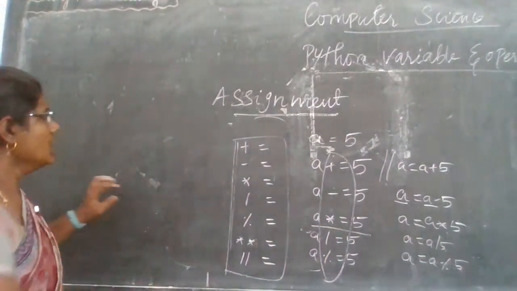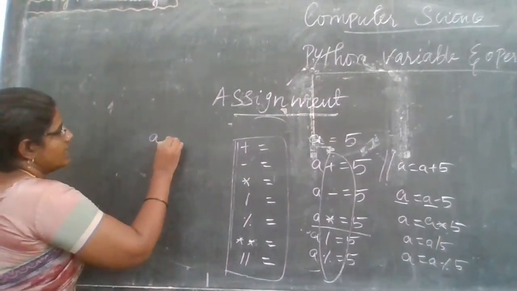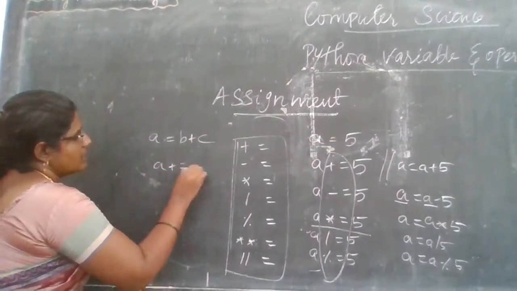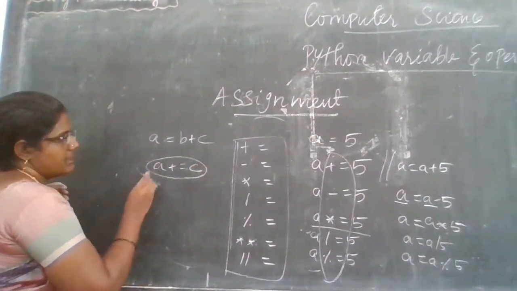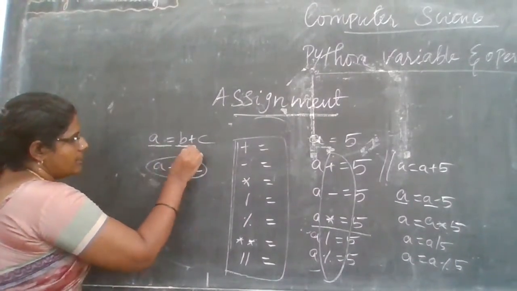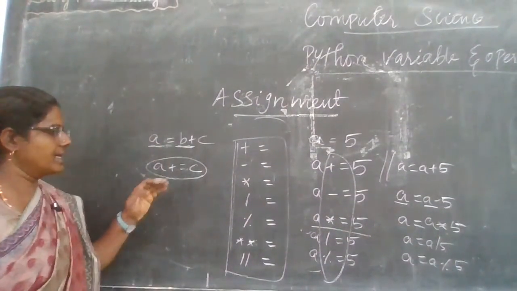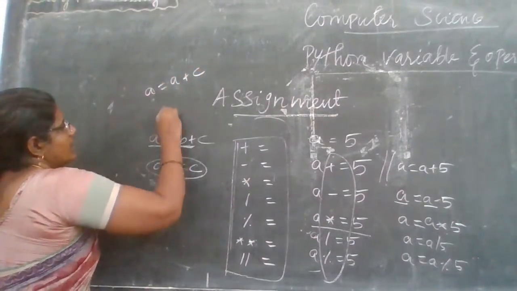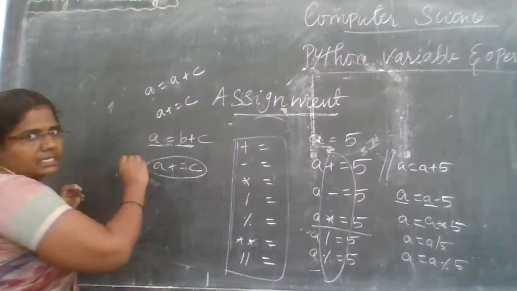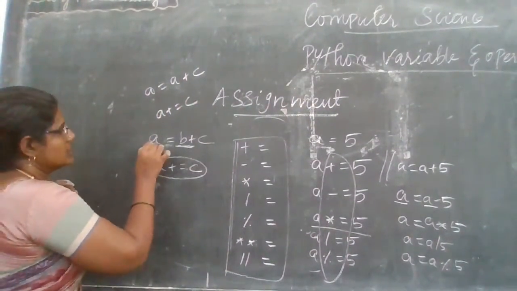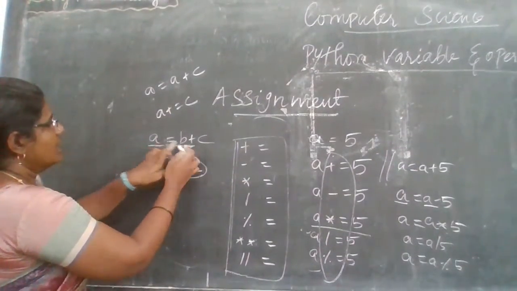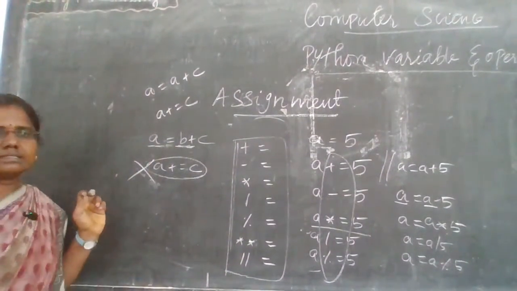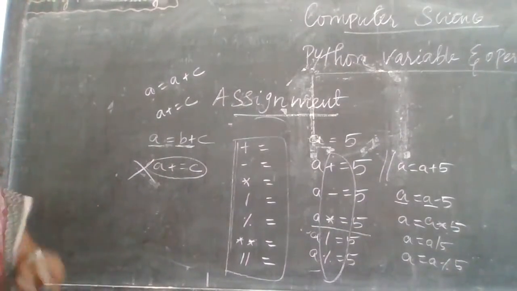Okay. Suppose if I am using a equal to b plus c here, we do not write a plus c equal to c, because these two operands are not the same. We write like this only when they are the same. Okay, suppose a equal to a plus c, now we can write a plus equal to c. It's correct. Suppose the variable operand and the expression operand are different, then don't write like this. Okay.